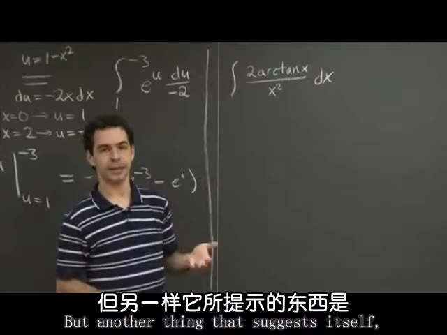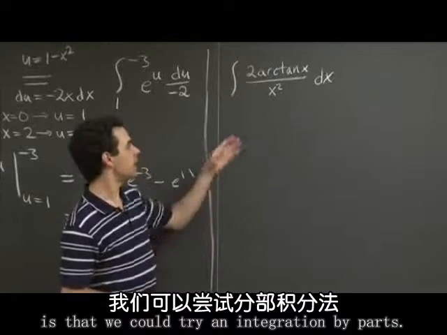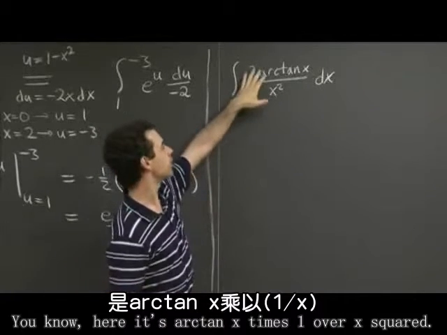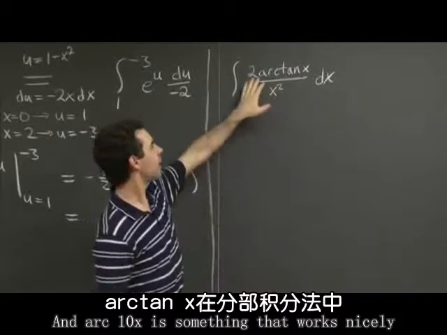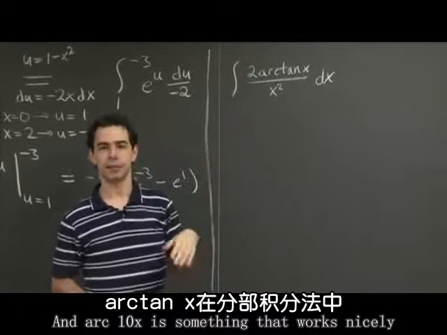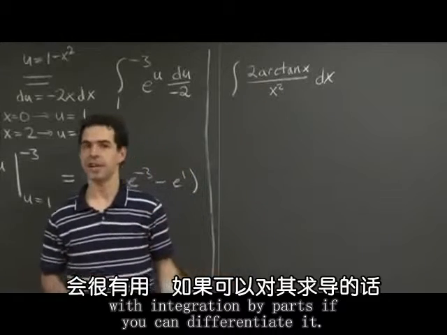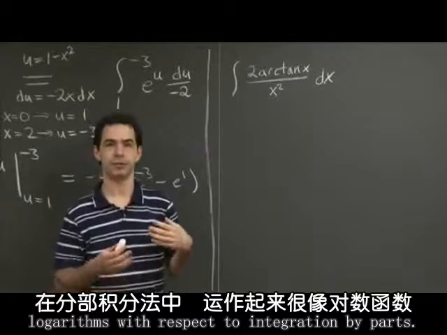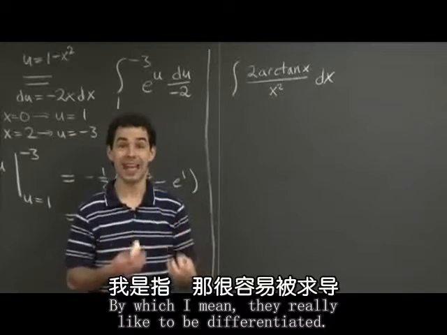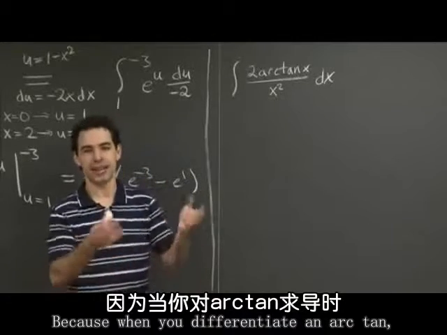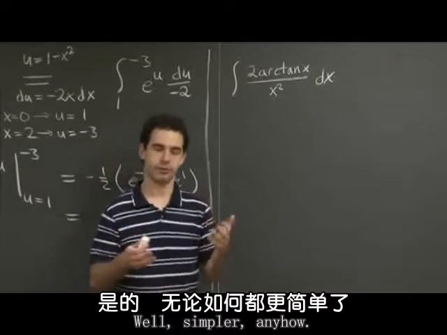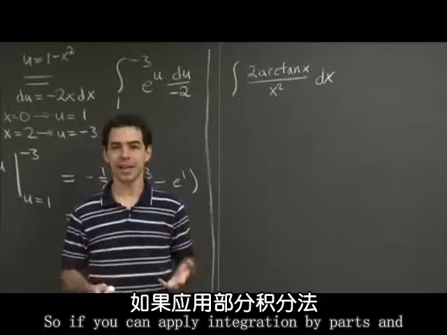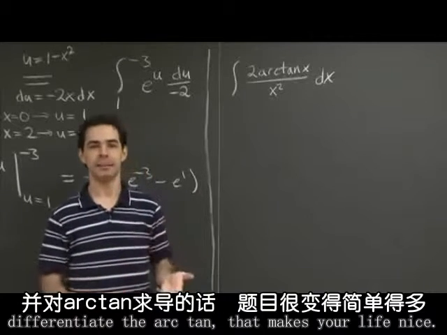But another thing that suggests itself is that we could try an integration by parts. And one reason is this is a product of things. You know, here it's arctan x times 1 over x squared. And arctan x is something that works nicely with integration by parts if you can differentiate it. Right? So inverse trigonometric functions behave like logarithms with respect to integration by parts, by which I mean they really like to be differentiated. Because when you differentiate an arctan, you get something much simpler. Well, simpler anyhow, maybe not much simpler. You get 1 over 1 plus x squared.